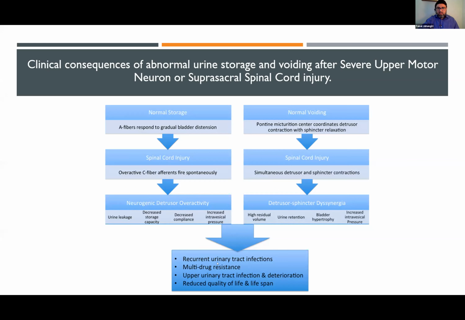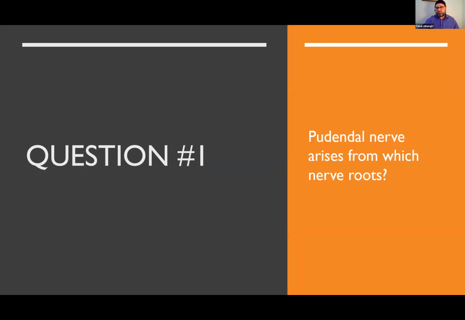So at the end, it results in recurrent UTI infections and multi-drug resistance. The patient will be on multiple antibiotics and will develop resistance. Upper urinary tract infection and deterioration can also occur, because if the patient has a lower UTI, it will spread to the upper urinary tract and can affect the kidneys as well. It will reduce the quality of life and the lifespan of the patient.